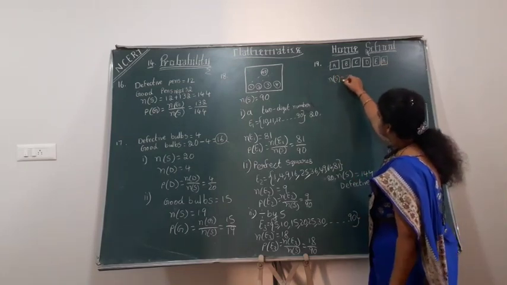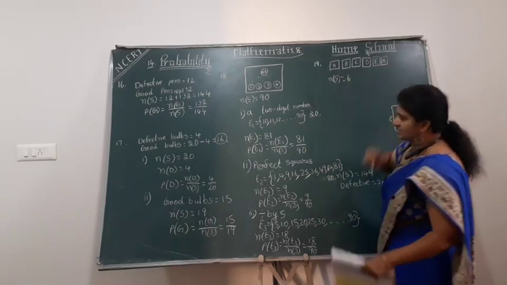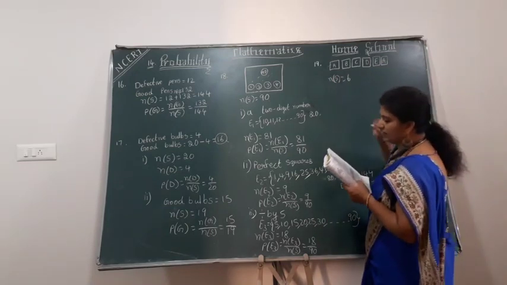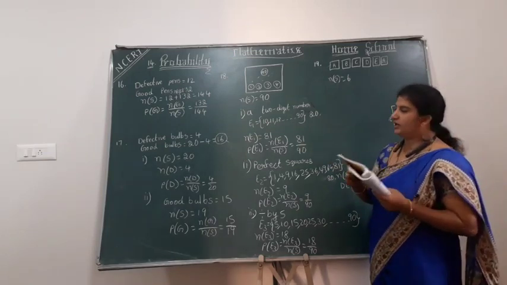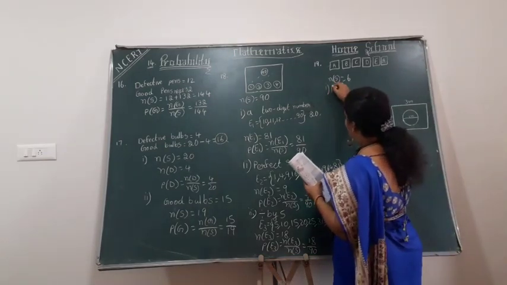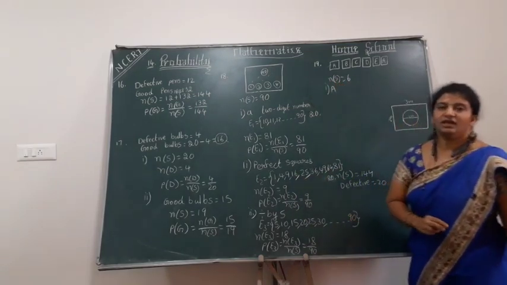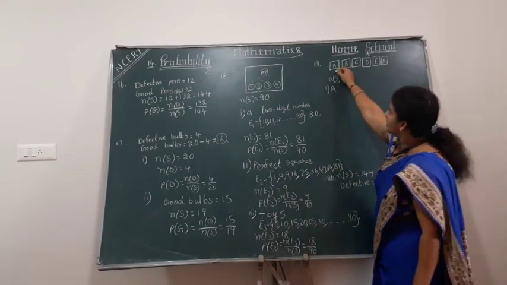Number of sample spaces is equal to 6. Question here: a die is thrown once. If it is rolled, what is the probability of getting A? Probability of getting A. How many places can you see here?